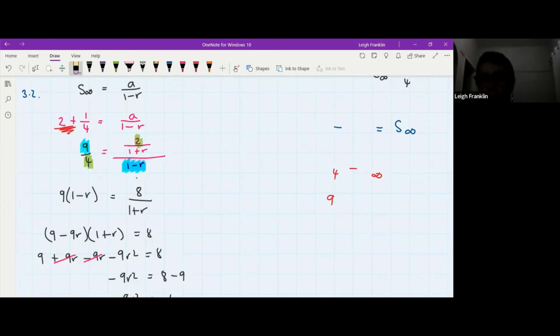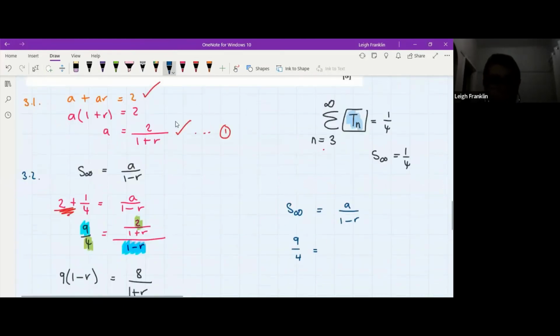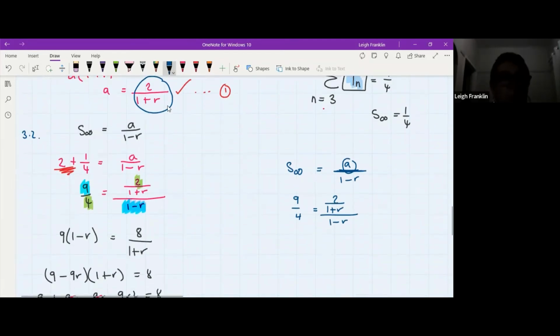Let's just get rid of that. We need to have time for the quiz as well. We said we need to sub in the sum to infinity. So we know that sum to infinity is a over 1 minus r. Our sum to infinity is 9/4, in other words 2 plus a quarter. And we have now replaced a with what a is equal to in terms of r. So in place of a, I'm writing 2 over 1 plus r, and then I've got my divide line over here, and I'm going to put 1 minus r in the denominator, and then I'm going to cross multiply.